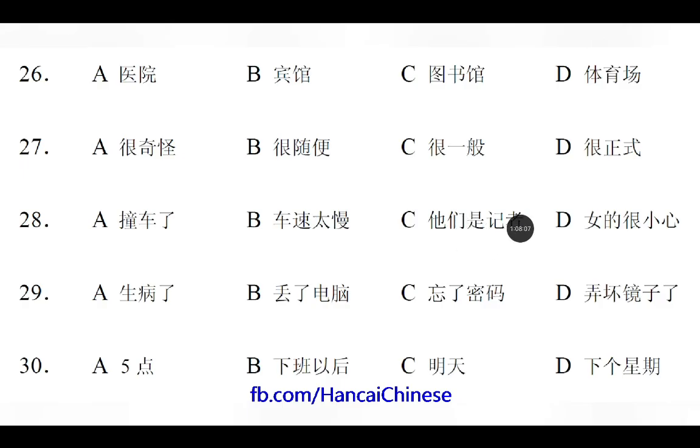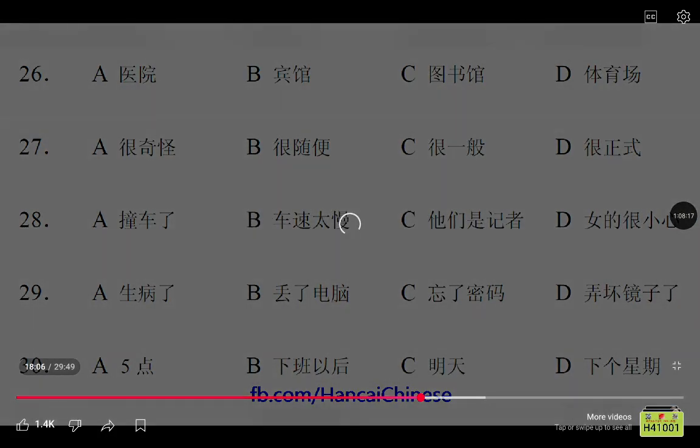And记者, reporter. What does it mean? 小心, careful. Okay, listen to the audio.